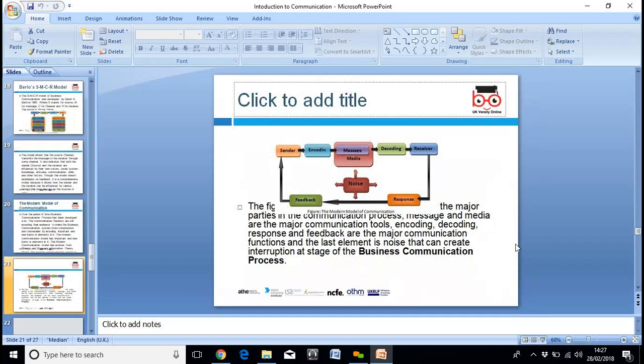The major parts in the communication process, the message and media, are the major communication tools, and by media, it depends on the type or method of communication that you're using. Most of the time, these days, communication is largely by email, but obviously verbal communication by telephone as well. Another instance, of course, is that letters are still sent. If you've got any dealings with your local council or anybody like a solicitor's office or anything of that nature, they will usually come by letter.